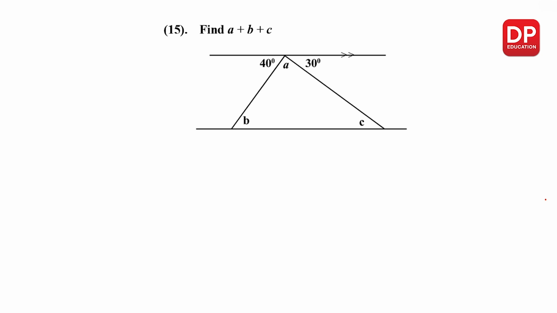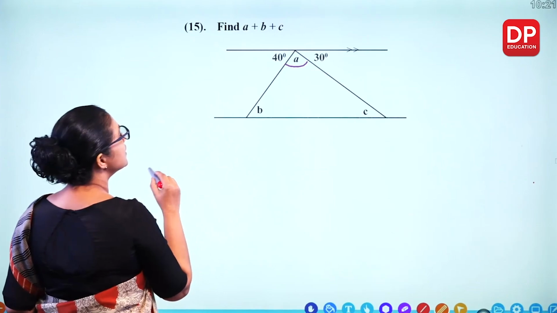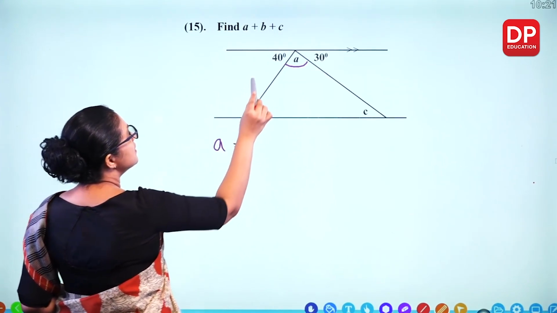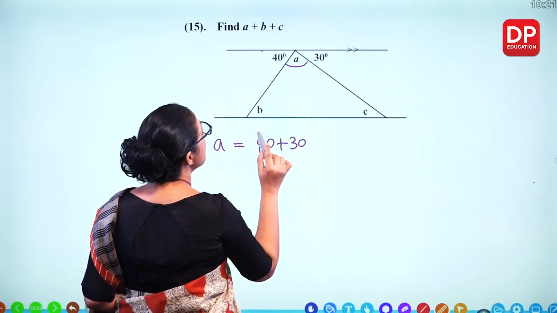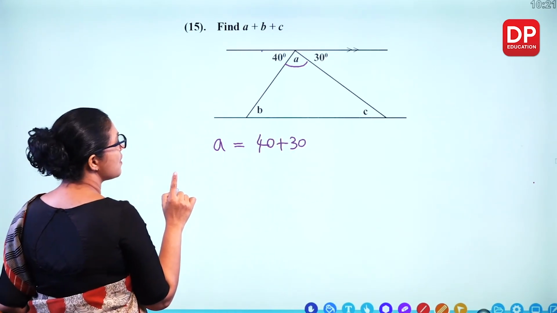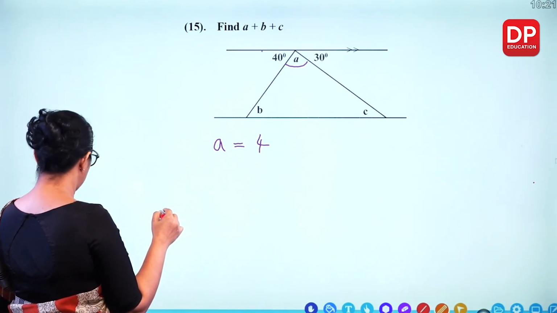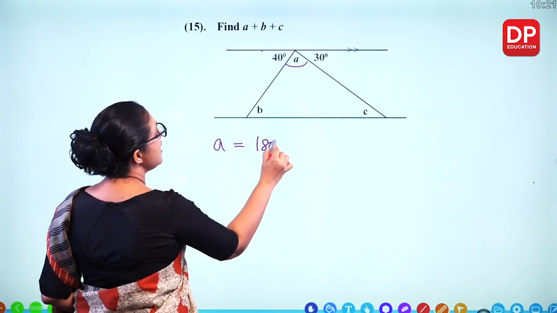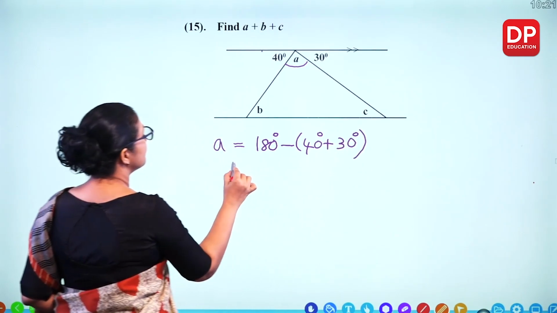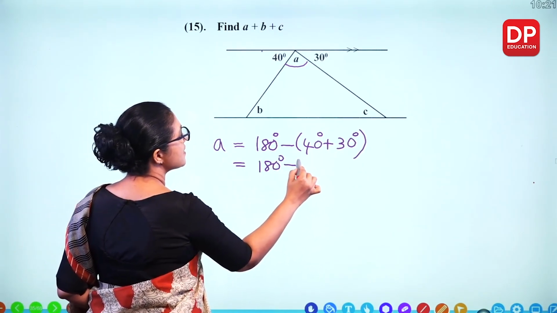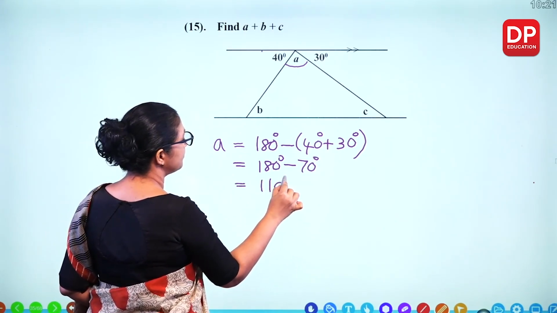Find A plus B plus C. So we can find out A angle first. What's A angle? This is a straight angle. So 40 plus 30 is 70. So you have to subtract from 180. So I'll do that. 180 minus 40 plus 30, 180 minus 70. So you get 110. That's A.